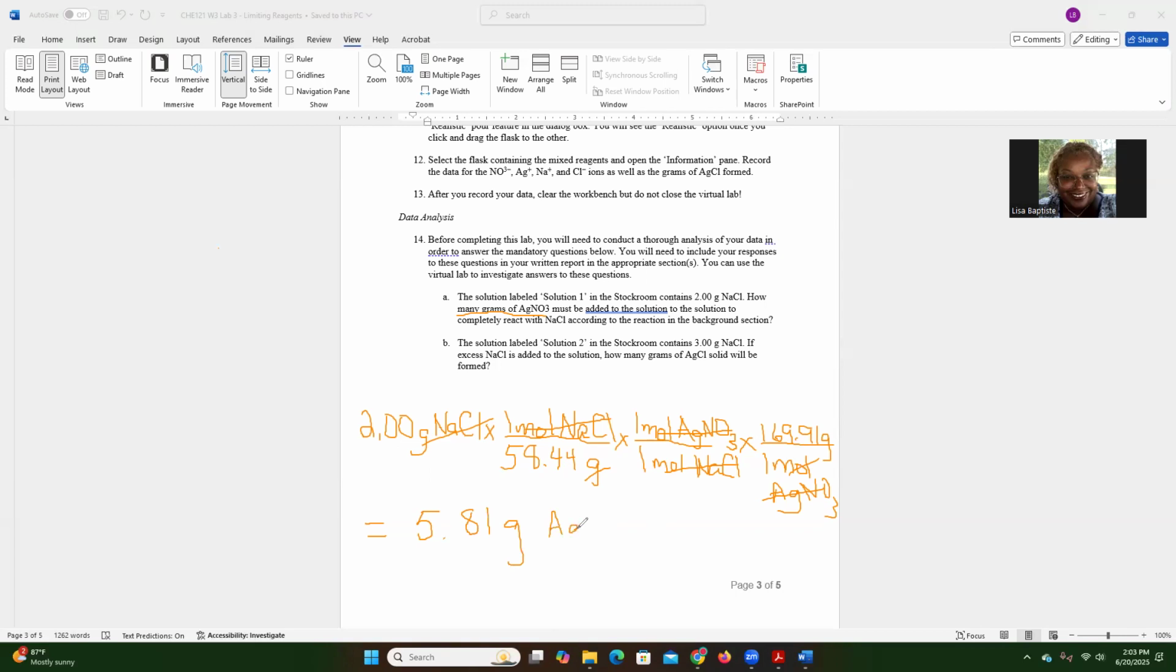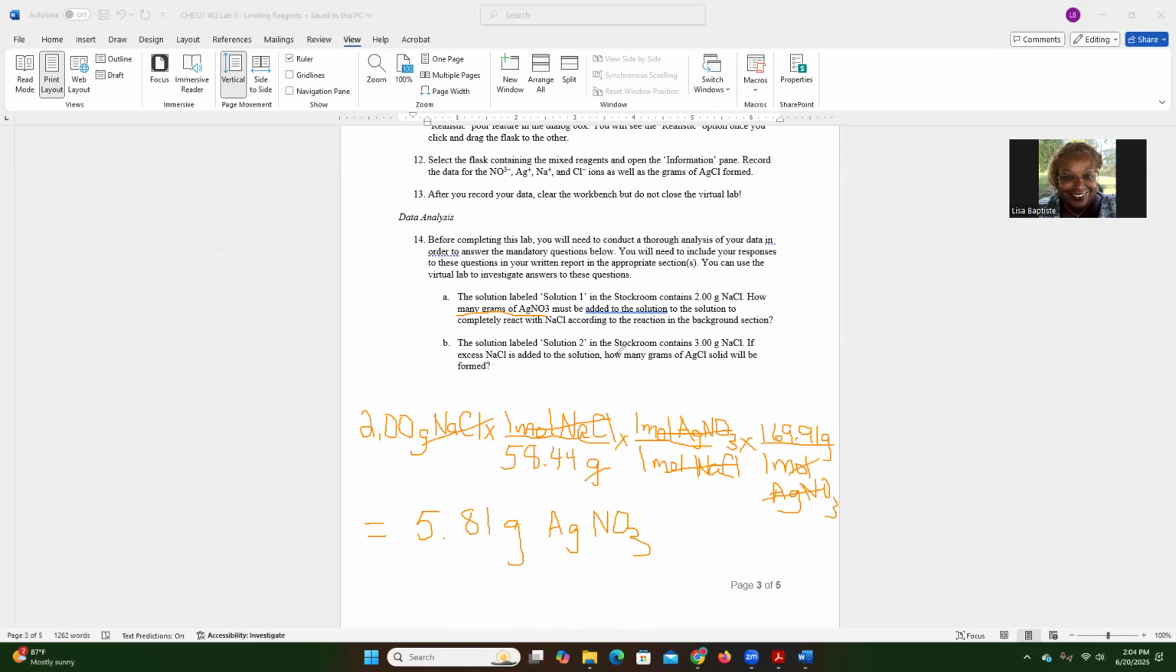And so anytime you're doing stoichiometry, very important that you keep track of those units because that's going to tell you if you're setting up your problem correctly for this particular calculation. And you always want to get that set up great. Okay. And so 5.81 grams of silver nitrate would be your answer to problem A. All right. And so that will be the amount to completely react.